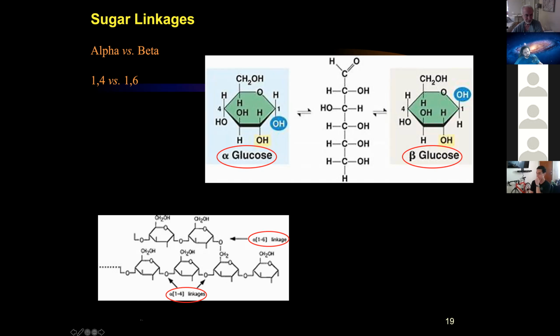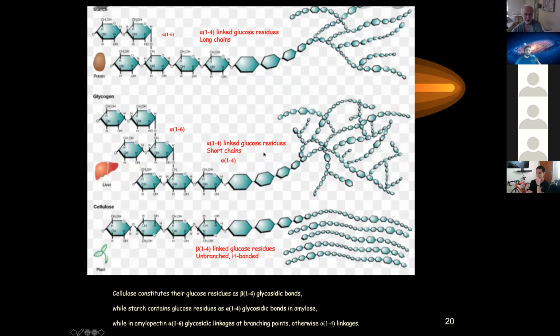Okay, let's move on. This is just a pictorial showing the branching. As Scott was saying, you can visualize now that if an enzyme comes along and is nibbling at the ends, it has a lot of ends in a highly branched molecule, whereas in cellulose, each chain is unbranched. And so an enzyme has to start at the end of each chain independently.